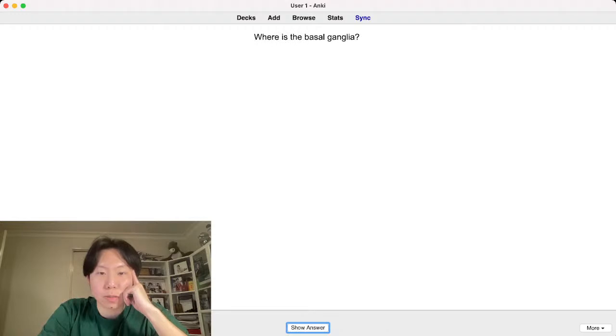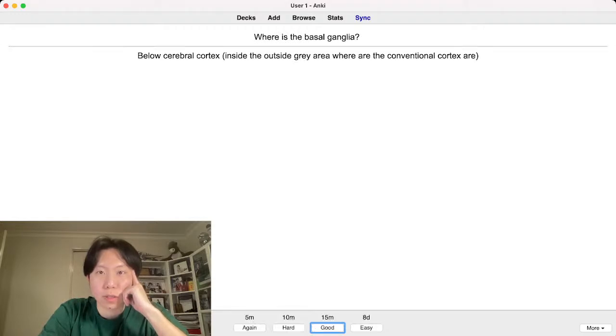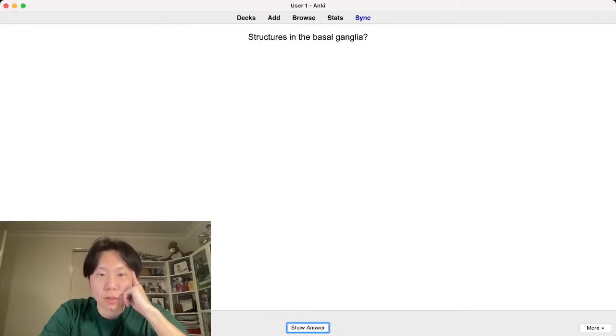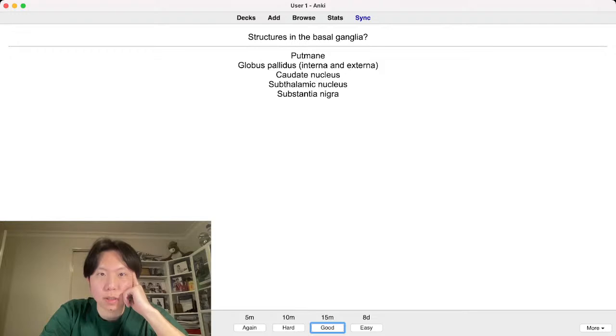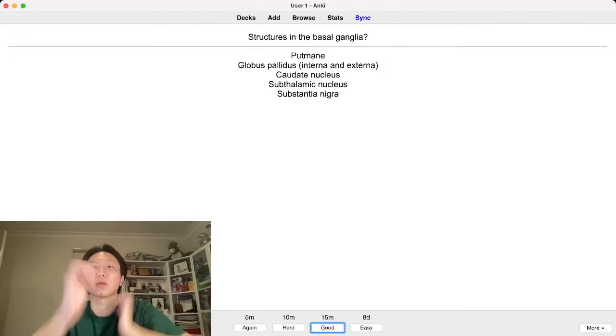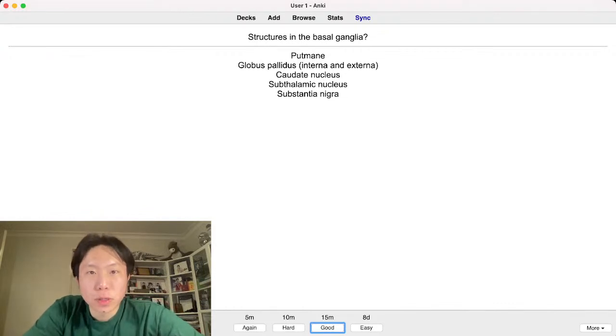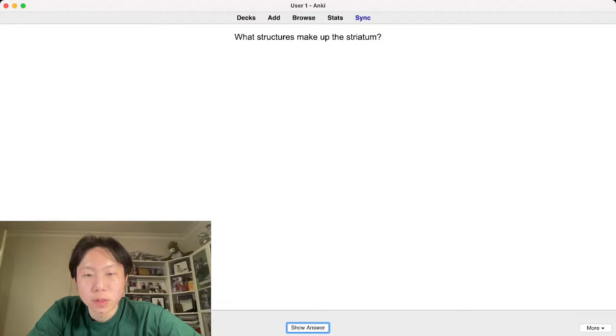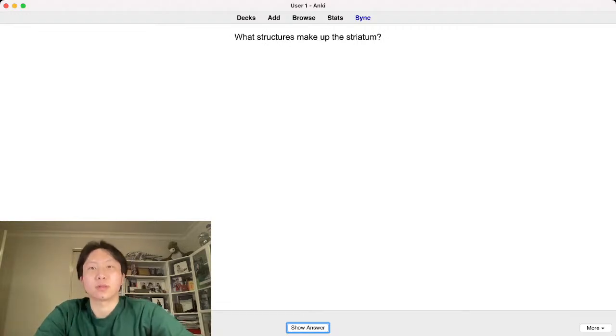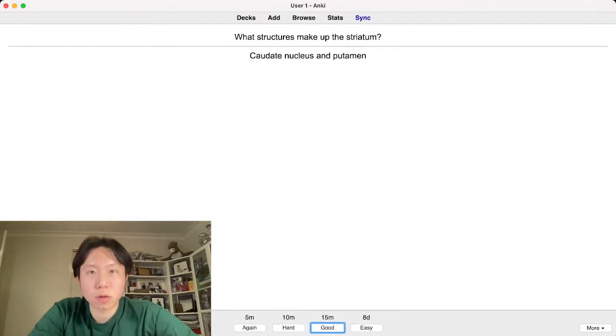Where is the basal ganglia? Beneath the cerebral cortex. Yeah. Structures in the basal ganglia: globus pallidus, substantia nigra, putamen. What else? Thalamus? No. You've got your nuclei. Caudate nucleus. I think that plus the putamen makes the striatum. So putamen and the caudate nucleus.